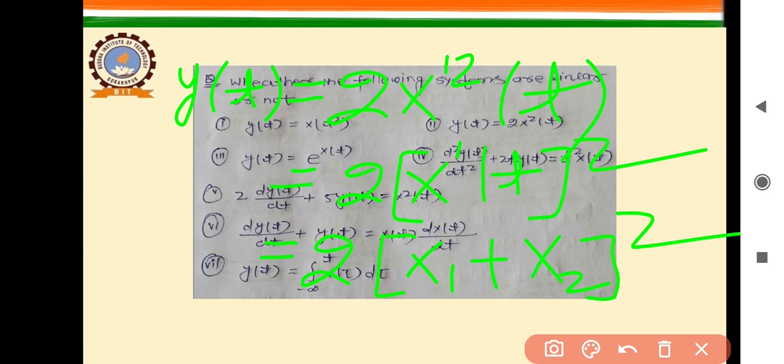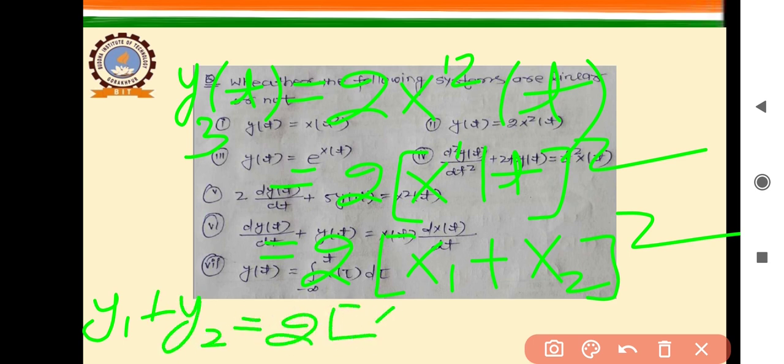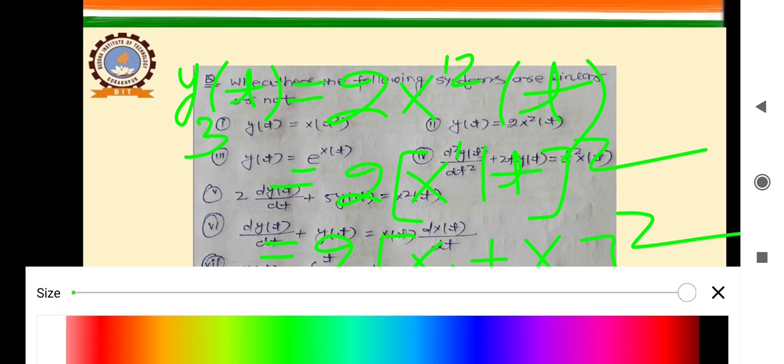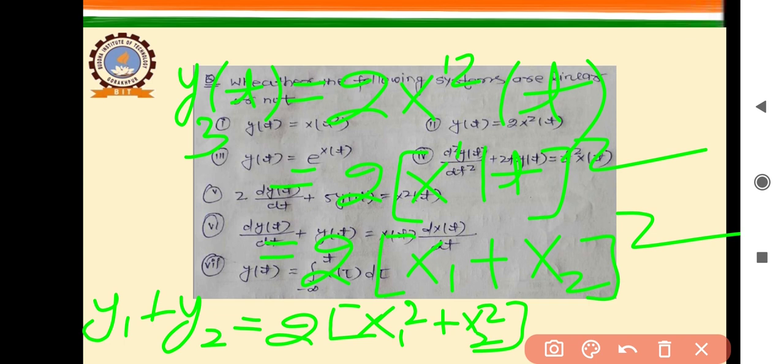In the previous case, the result was y1(t), suppose here it is y3(t). In the previous case, y1(t) plus y2(t) was equal to 2 times (x1 square plus x2 square). Are these results same? Here it is (x1 plus x2) whole square, here it is x1 square plus x2 square. They are not the same, they are different results.